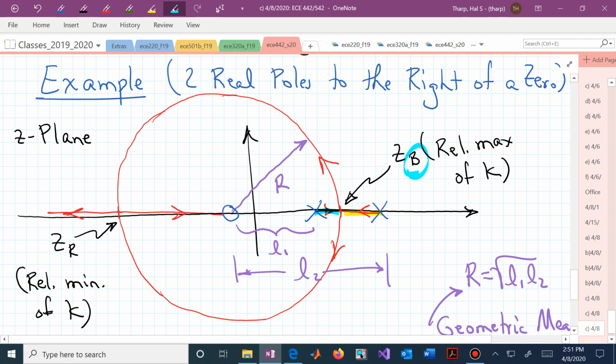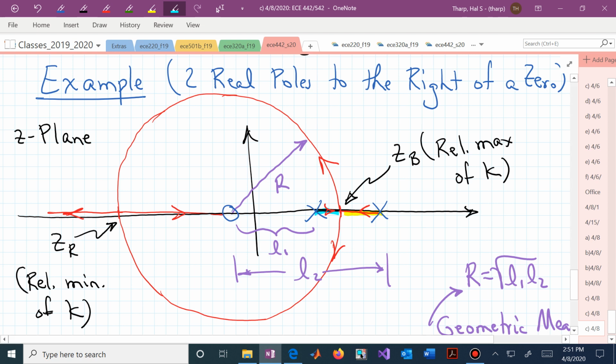That's the B. Z sub B is our breakaway point, and that's a relative maximum of the gain K. Remember what we're doing. We are finding the values of Z in the complex plane that satisfy 1 plus K bar G bar equal to 0. Those values of Z are represented by the red branches on the Z-plane.